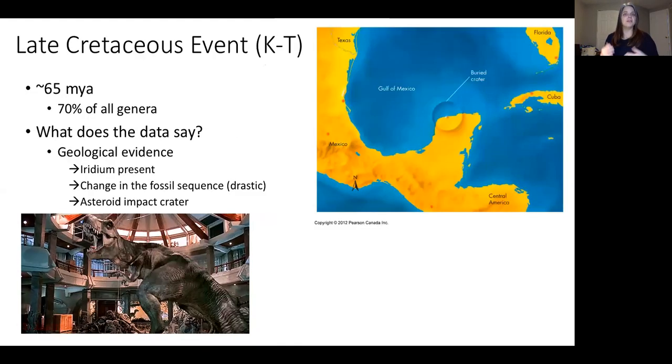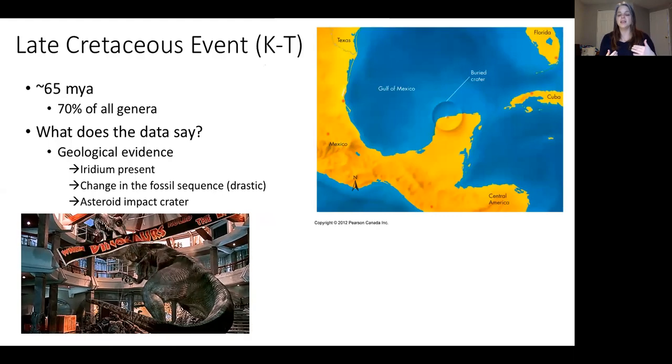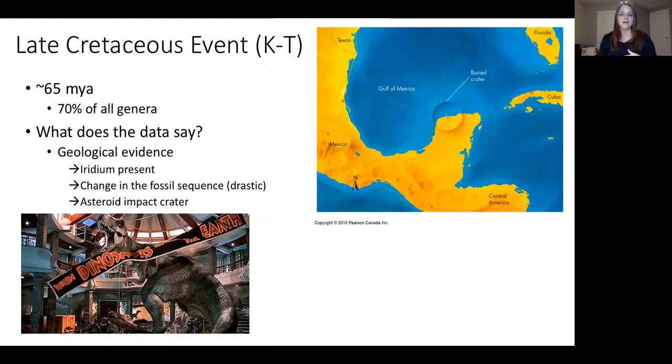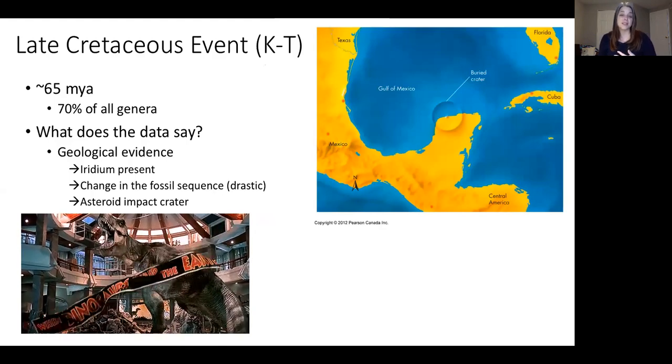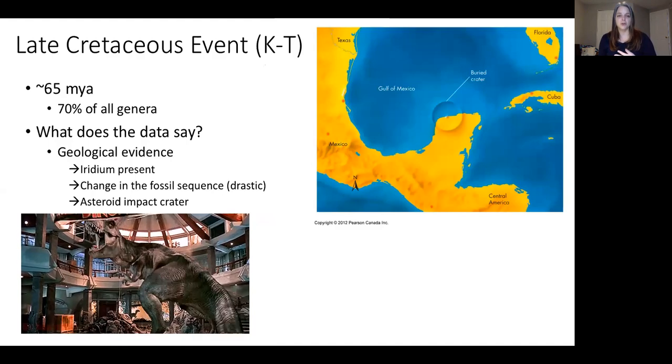The next big event that I want to talk about is the end of the Cretaceous, sometimes referred to as the KT boundary. So K for Cretaceous. I know that doesn't make sense, but in geological timescale worlds, that's what works out. That was about 65 million years ago, and 70% of all the genera on Earth disappeared.